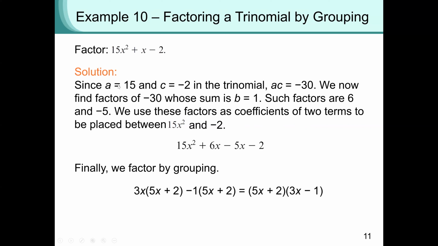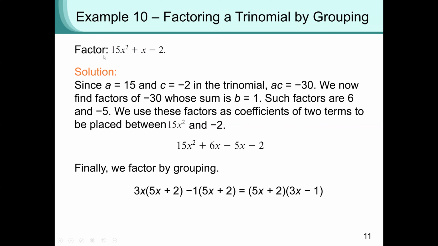So here we say A is 15 again, C is negative 2, so AC will be negative 30 because 15 times negative 2. We now find the factors of negative 30 whose sum is B equal to 1 because B is 1. So such factors, of course, will be 6 and negative 5. 6 times negative 5 will give me negative 30. When I combine the two together, I'll get positive 1. The sum is B equal to 1. So we are good to go now.